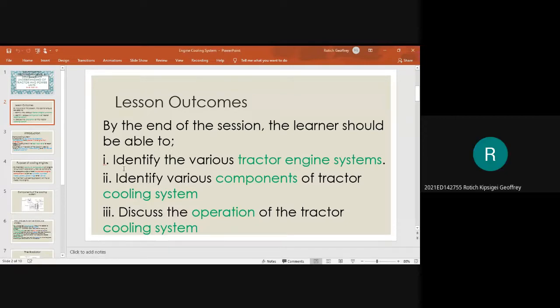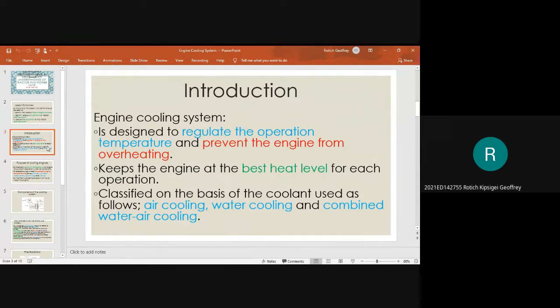So let's move to the next slide, number three. I want Isabella to read for us the introduction. Introduction: engine cooling system. It is designed to regulate the operating temperature and prevent the engine from overheating. It keeps the engine at the best heat level for each operation. Classified on the basis of the coolant used as follows: air cooling, water cooling, and combined water air cooling.